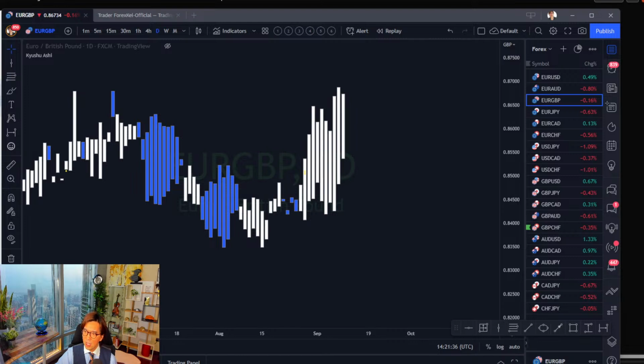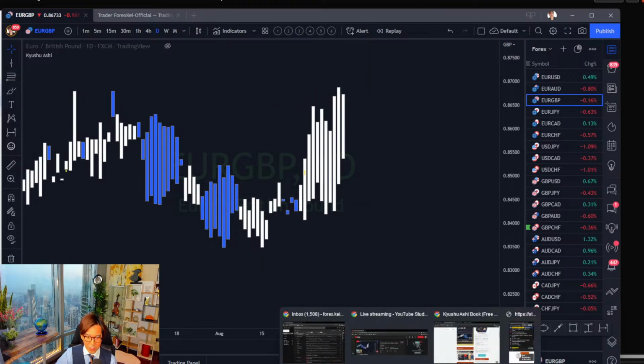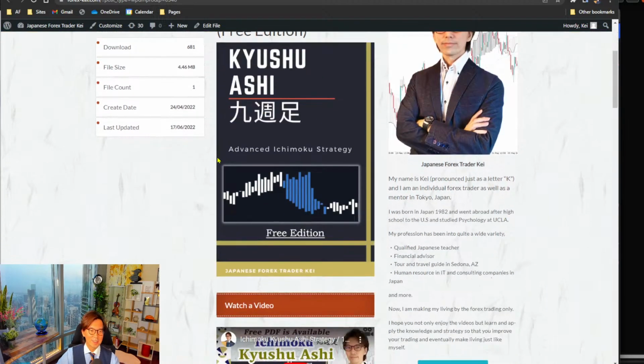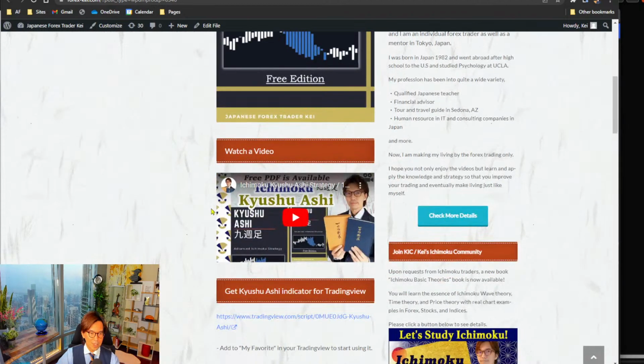Rohit says, hi Kei, is that book in English version or Japanese version? It's an English version. Actually, I wrote this booklet that I showed you on the Kyushu Ashi book. This is in English, so you don't have to know Japanese. This is written by myself. And you can also find a video of what the Kyushu Ashi is all about. You can feel free to click it, and you can watch and learn about the Kyushu Ashi.